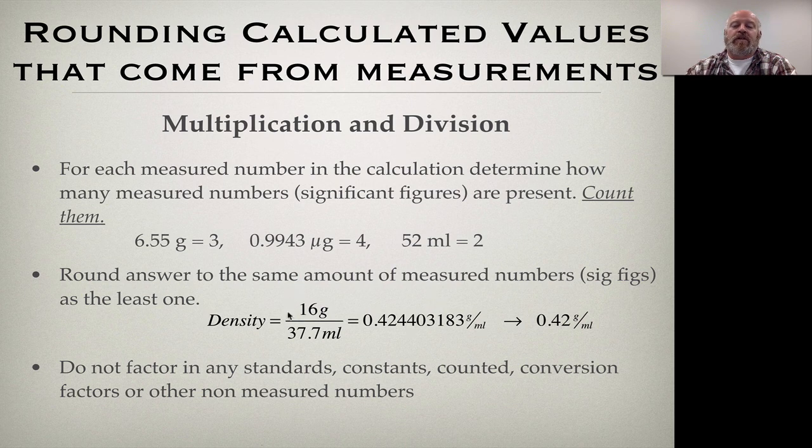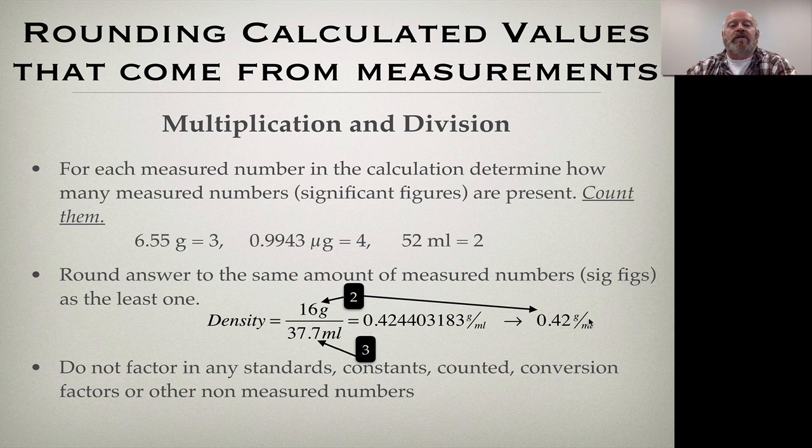If we go back and look, this number, the 16, only has 2 layers of precision, so it has 2 sig figs. This number has 3 in it. So if this one has 2 and this one has 3, we round our answer to 2, again ignoring that first 0 out front as a placeholder. Make sure we label it, and we're done.